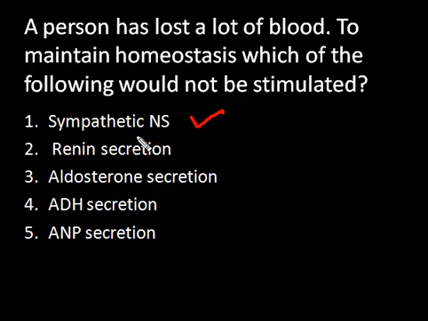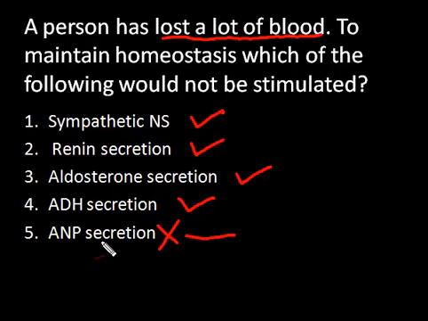will happen. That means the nervous system will be stimulated, renin will be secreted, aldosterone will be secreted, and ADH will be secreted when a person has lost a lot of blood. What will not be secreted is ANP, or atrial natriuretic peptide.